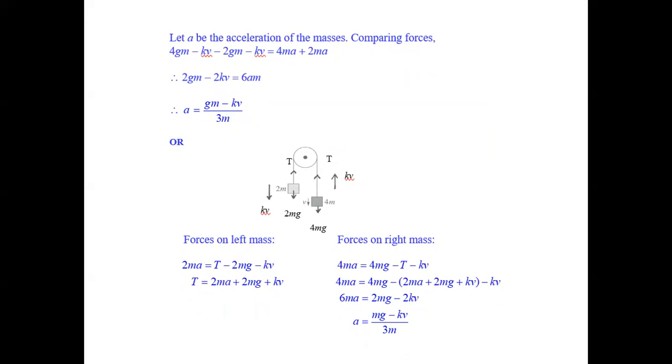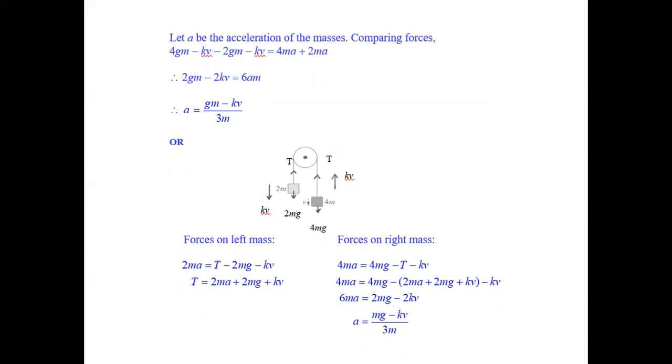The first one is to resolve the force as in 1 as a total. So the left-hand side should be 4mg minus kv minus 2mg minus kv equals, the right-hand side is 4ma plus 2ma because it's balancing the force. And then they should get 2mg minus 2kv equals 6ma. Therefore, a is (mg minus kv) over 3m.